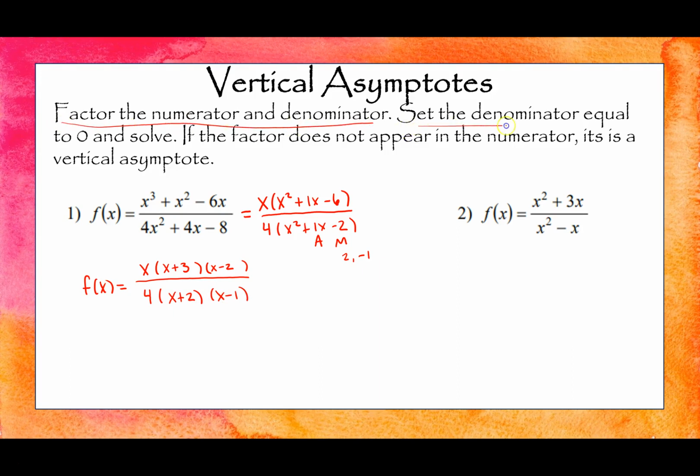Now I'm going to set the denominator equal to 0 and I'm going to solve. So if I set this whole thing equal to 0, my answer would be x equals minus 2 and x equals 1.